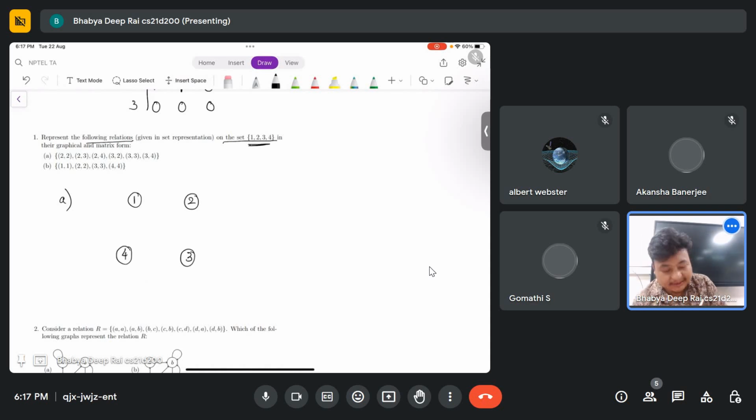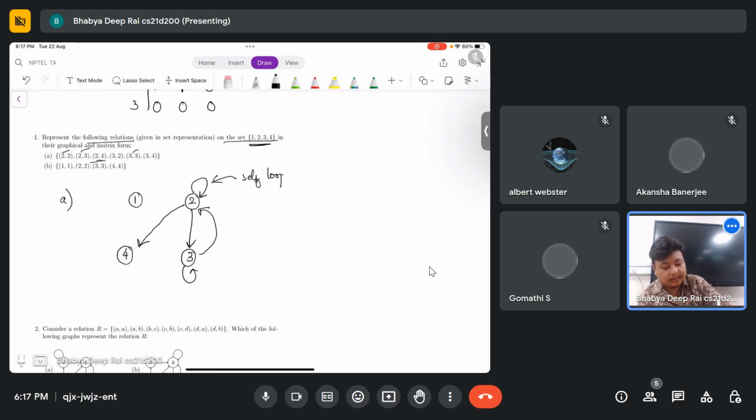Next, I look at each of them. 2 is related to 2 means I make an arrow from 2 to 2. 2 is related to 3 means I make an arrow from 2 to 3. 2 is related to 4 means I make an arrow from 2 to 4. 3 is related to 2, I make an arrow from 3 to 2. 3 is related to 3, meaning I make a self loop. These are what are called self loops. And 3 is related to 4, meaning I do this. So this is my graph.